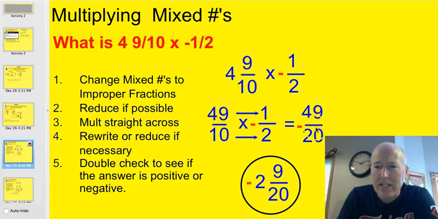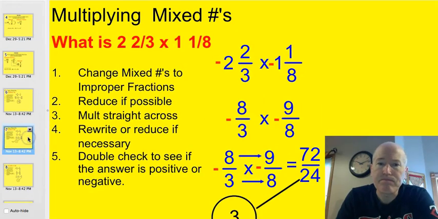Now I have 49/20, which now I have to reduce or rewrite. That is a mixed number, so that's 2 9/20, and then just double check. Do I have the negative? Did I carry it through? Let's see, I had a positive times a negative, so my answer is going to be negative. I did carry it through. Negative 2 9/20.